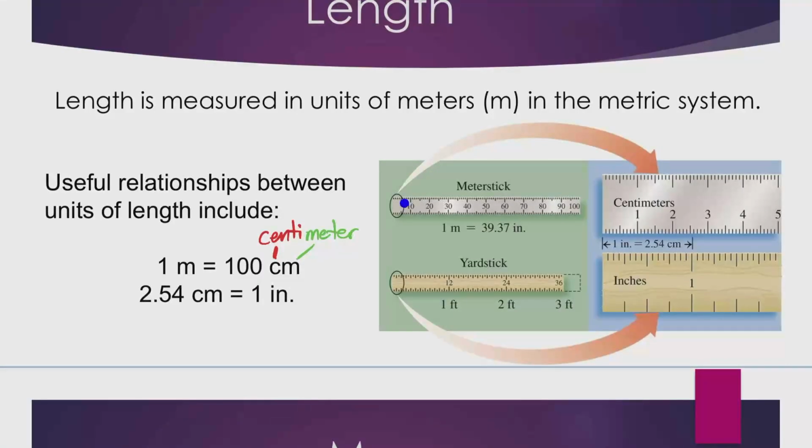So we look at a meter stick. The meter stick is slightly longer than the yardstick. You just chop off a little bit. So a meter is about, I think it's about 3.3 feet, and a yard is 3 feet. So it's just a little bit longer than a yard.